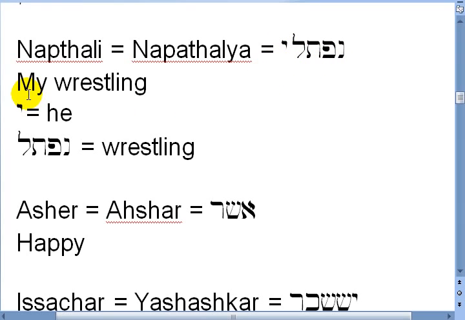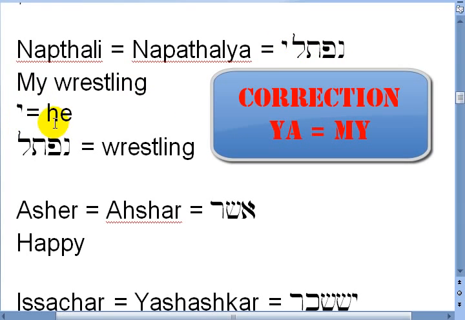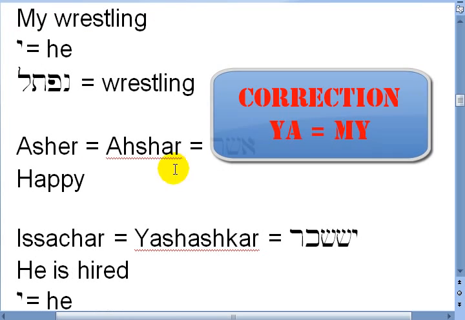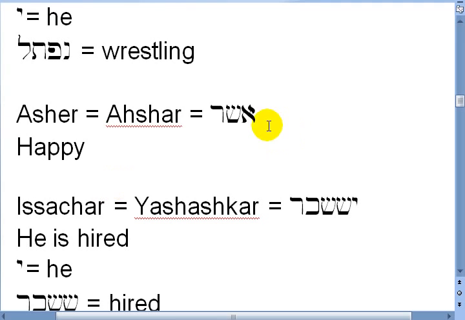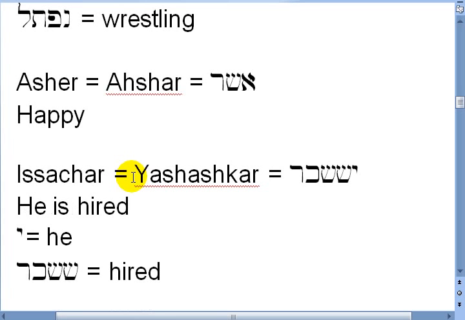Naphthalia, which means my wrestling. Ya is "he," Napthal is "wrestling." Asher is Ashar, Ashara, which means happy. So that means happy.